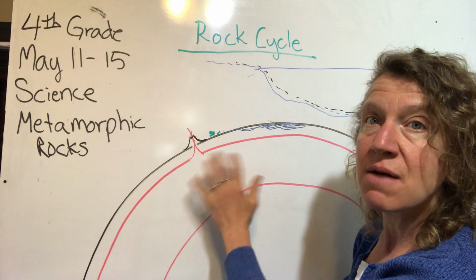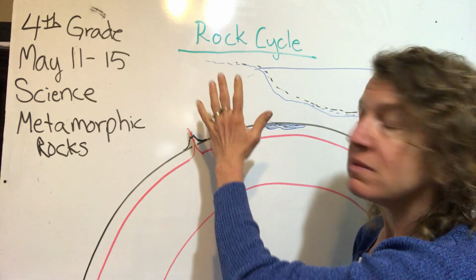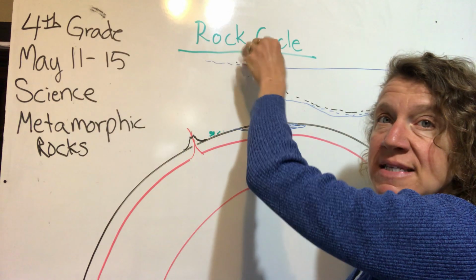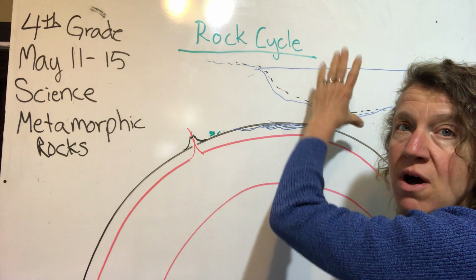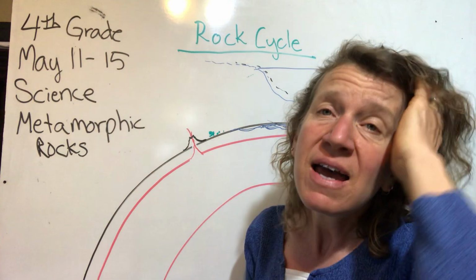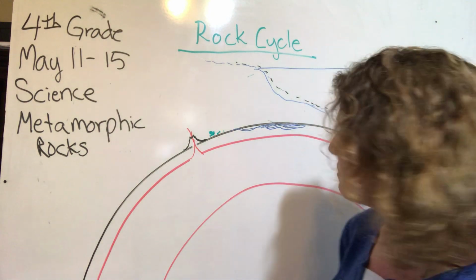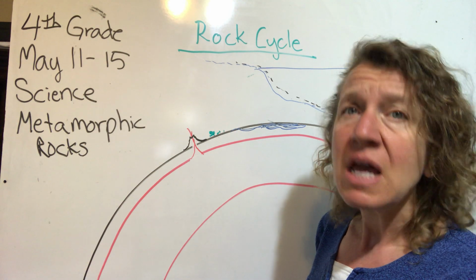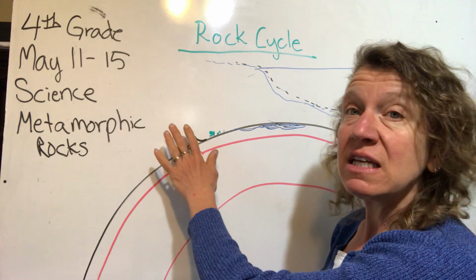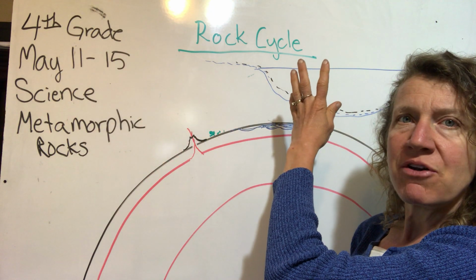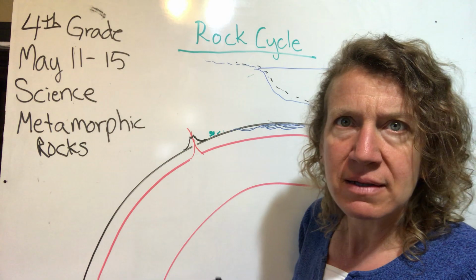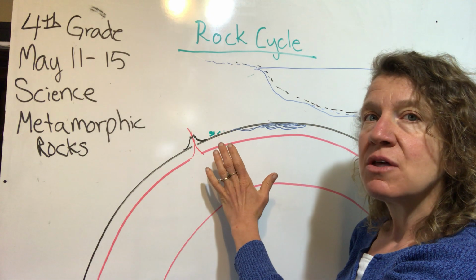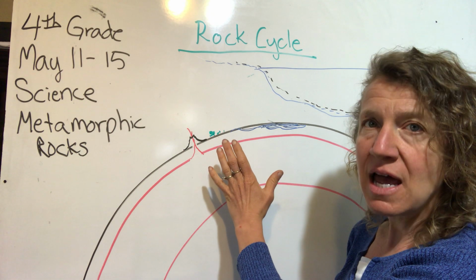We have igneous rocks that come from cooling magma and lava. We have sedimentary rock that comes from that weathered rock that breaks down and then settles at the bottom of water and gets pressed into sedimentary rock. And then we have metamorphic rock. That means rock that has changed. Metamorphic rock may have been an igneous rock, may have been a sedimentary rock, may have been another metamorphic rock. And then underneath the Earth's surface, it goes through a change because of heat and pressure.